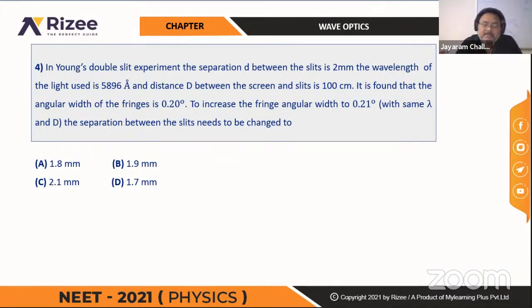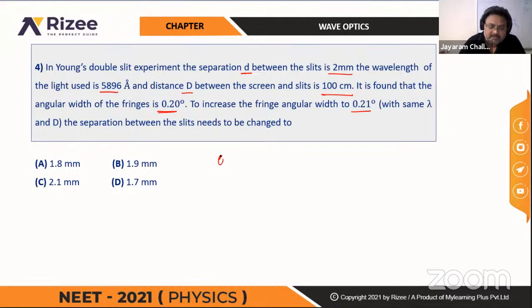In Young's double slit experiment, the separation d between the slits is 2 mm, he has given. Wavelength lambda has been provided, and capital D is also given. It is found that the angular fringe width of the fringes is 0.20 degrees. He wants to increase the angular fringe width from 0.20 to 0.21, keeping lambda and capital D the same, but changing the separation between the slits.